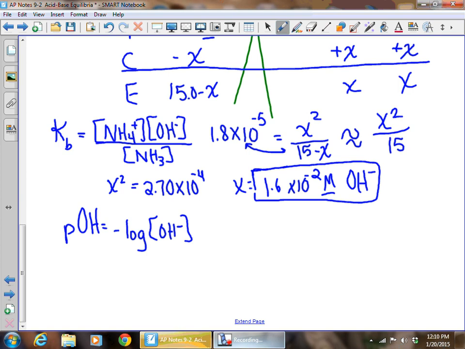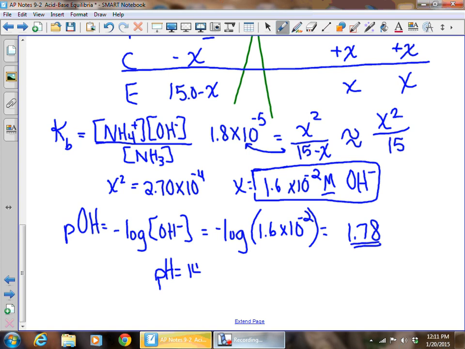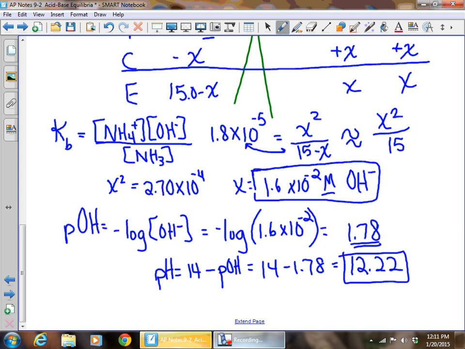So POH is going to be the negative log of that 1.6 times 10 to the minus second, which is 1.78. Don't box that. That is not what it's asking for. It's asking for pH. And remember, pH is going to be 14 minus the POH, which is 14 minus that 1.78, and we get 12.22 for our pH of this solution.